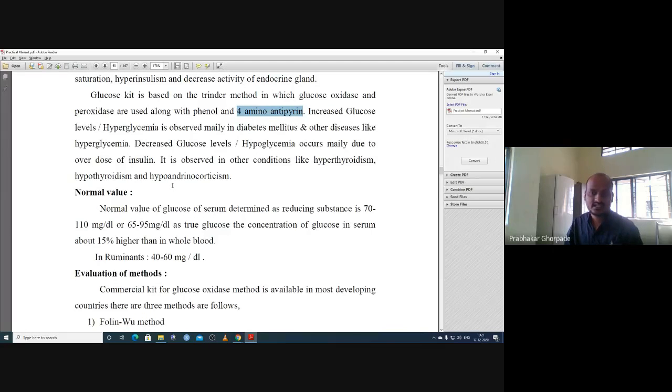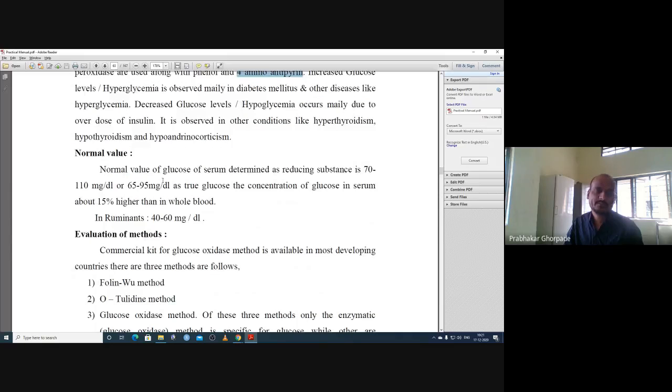It is observed in other conditions like hyperthyroidism, if a person has increased thyroid activity, or in hypoadrenocorticism, where the activity of the adrenal glands gets decreased. In that case, this hypoglycemia can be observed.